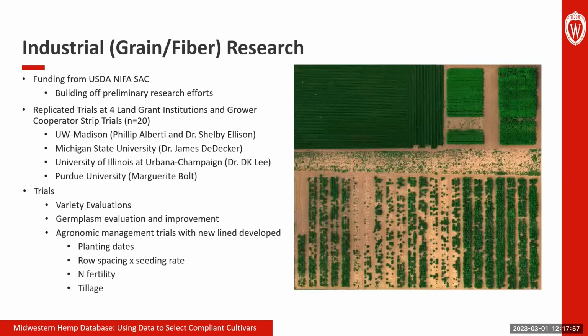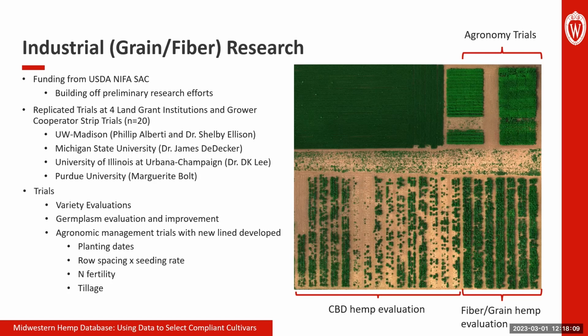I don't have much data to share from our preliminary work, other than to say that this is what it looked like last year at our University of Illinois plot, where I was for the last 4 years. We looked at things like variety evaluations, germplasm evaluation and improvement of feral hemp lines, and also agronomic performance. So planting dates, row spacing and seeding rates, fertility and tillage practices, all of which we have been evaluating, and will continue to do so as part of our larger efforts moving forward.